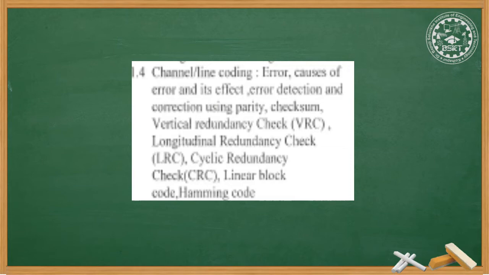Today we will see what is channel or line coding, then in which we will see first what is error, causes of errors, then effect of error, then we will see what is error detection and correction using parity, then checksum, vertical redundancy check, then LRC, cyclic redundancy check, and linear block code, in which we will see the Hamming code.